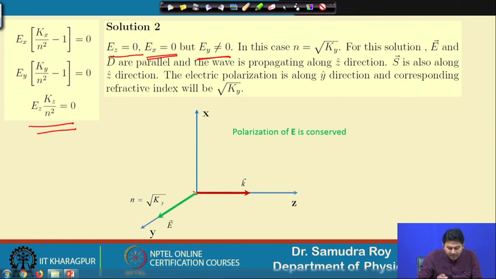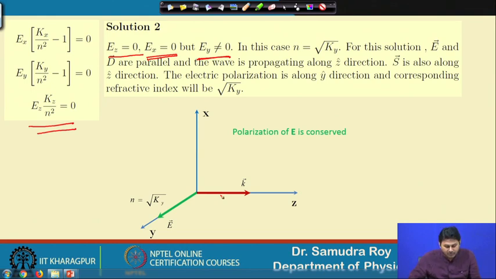If the electric field is along the y direction, what happens? The polarization again remains conserved. The polarization of E will be in this direction, and it is perpendicular to the k, and they are propagating without any change of the polarization. So, these are the two solutions I found.